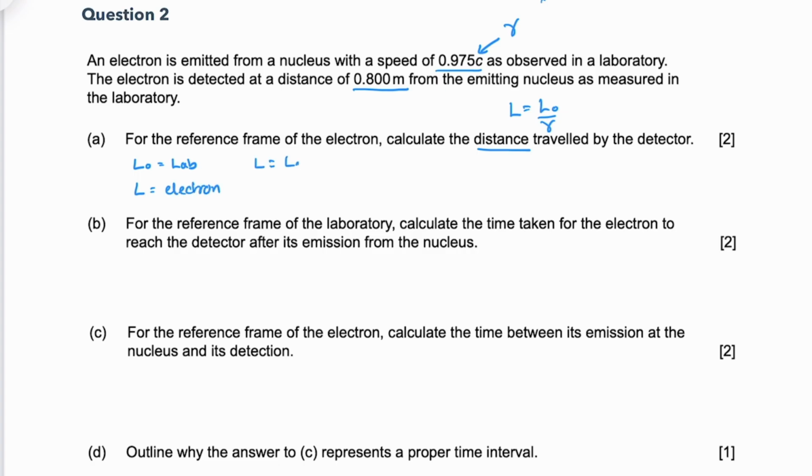L equals L naught over gamma. And gamma, of course, is the Lorentz factor. We've got to work that out. So gamma equals, almost forgot what it was there.